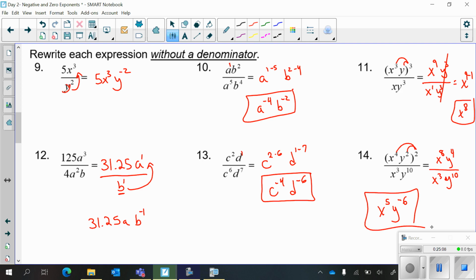There we go. So hopefully this video gave you a better idea of what to do when you have negative and zero exponents. We will be practicing with them next time.